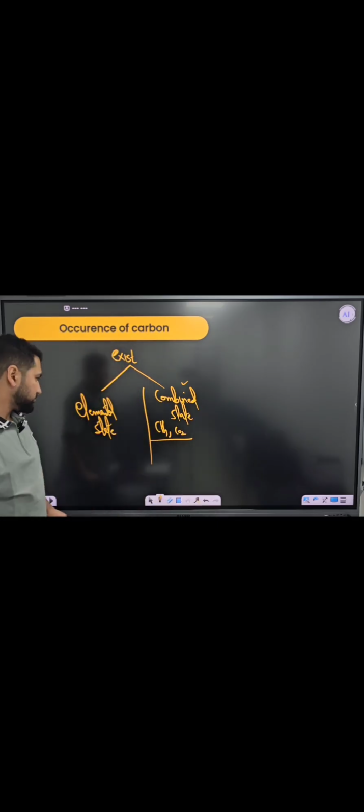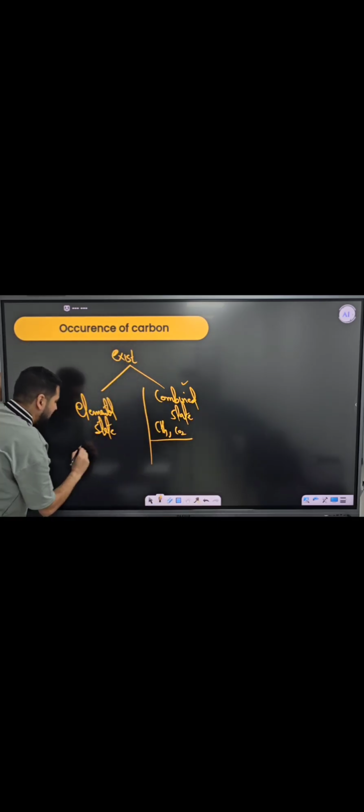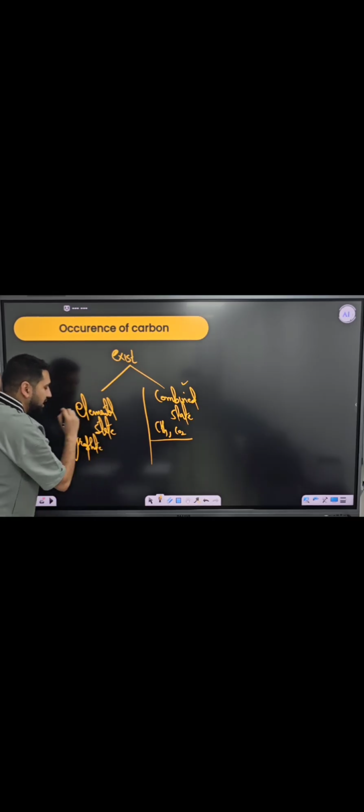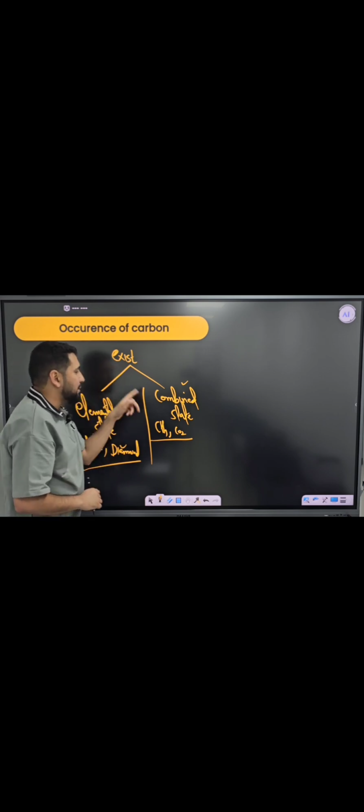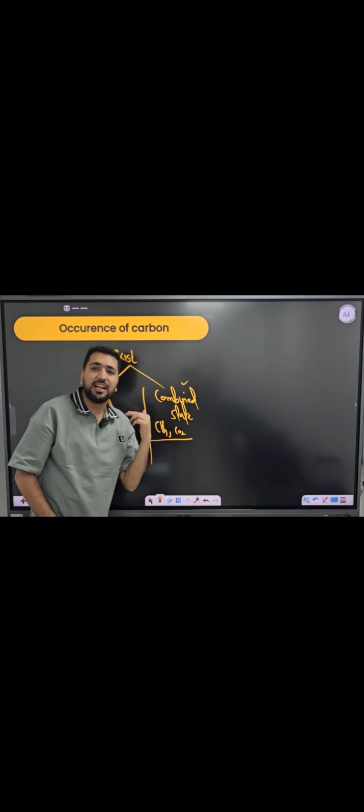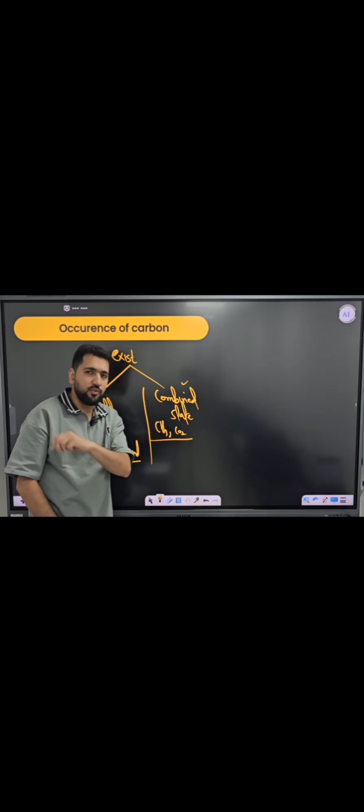For example, carbon can be present in the form of graphite. That's the elemental state of carbon. It can be present in the form of diamond. That's an elemental state of carbon. What do you mean by elemental state? Wherein you will only find carbon atoms, nothing else. In graphite, only carbon is present, nothing else. In diamond, only carbon is present, nothing else. In the same way, in combined state, you can have carbon connected with other elements as well.